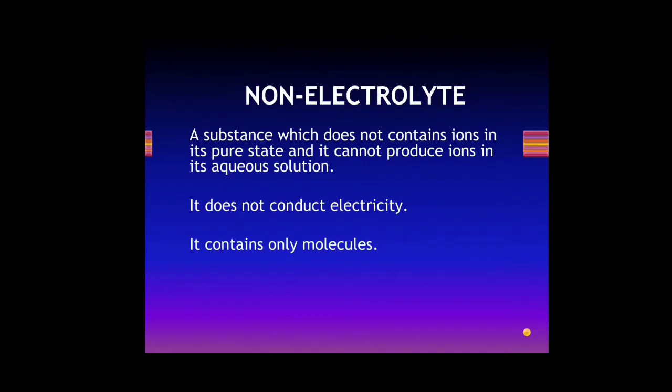It contains only molecules. So a non-electrolyte contains only molecules. This is a big point of difference. Strong electrolytes have only ions present in them. Weak electrolytes have ions and molecules, whereas non-electrolytes have only molecules present in them. Examples: sugar, benzene, acetone, urea, chloroform and carbon tetrachloride. So these are the various examples. Please keep them in mind.